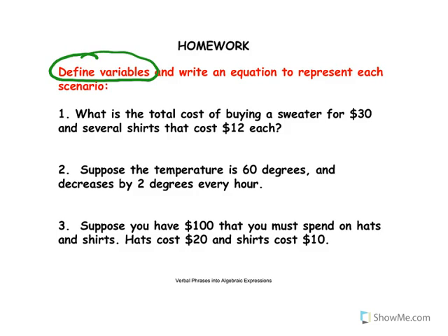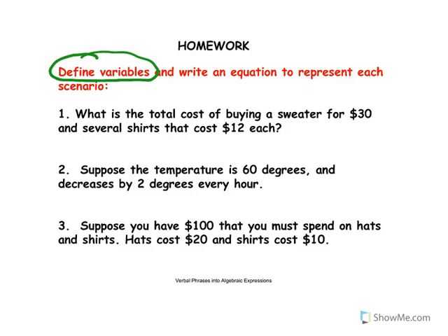You can say let C or X or Y, whatever. Let's say let C represent the total cost. Let's say let S represent the number of shirts purchased. And then your equation would be C is equal to 30 plus 12S. So I just did the first one for you. But again, guys, for each of these, I want to see the let statements. There should be 2 of them. And then the equation itself.